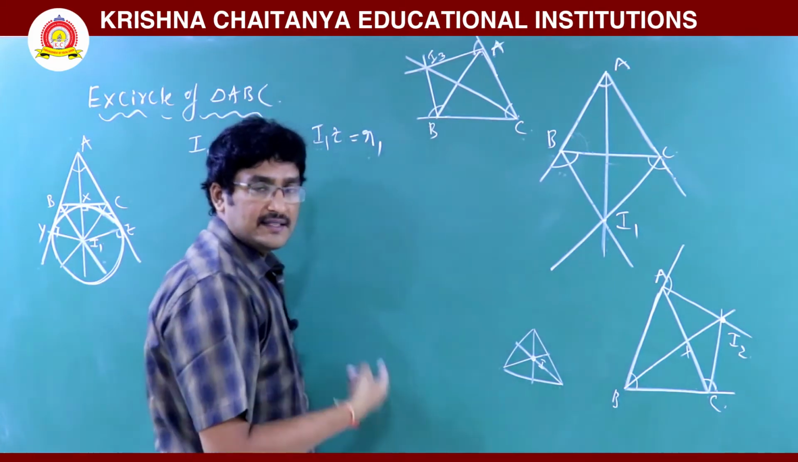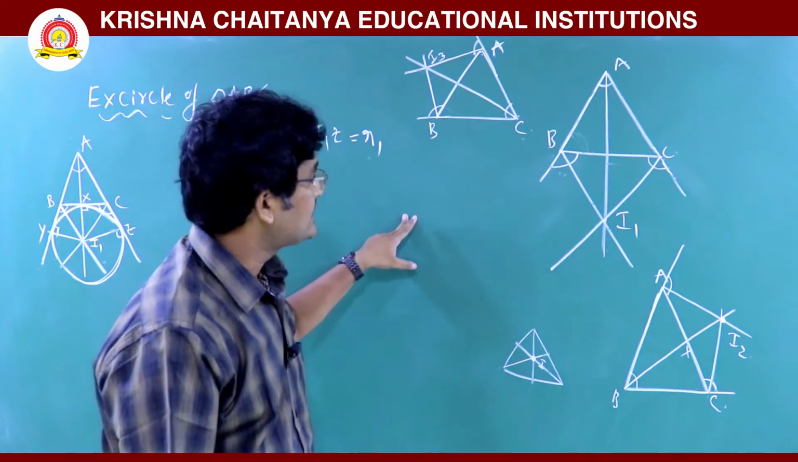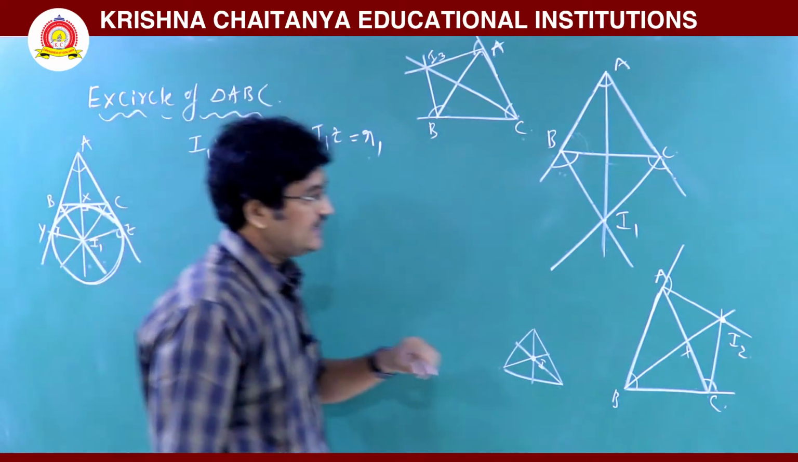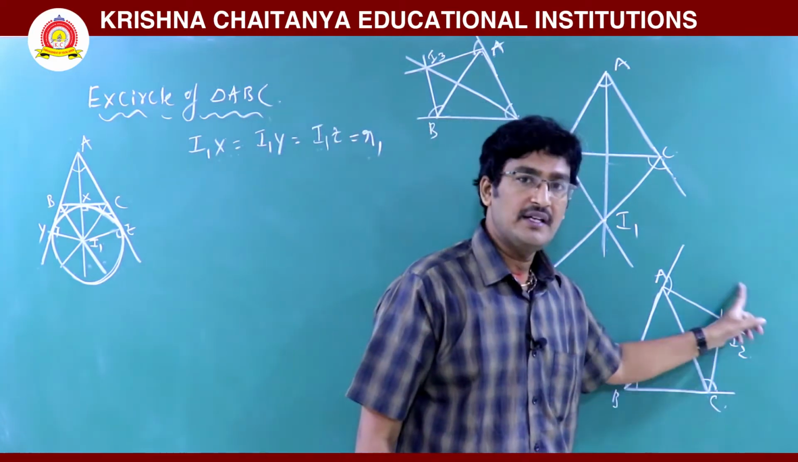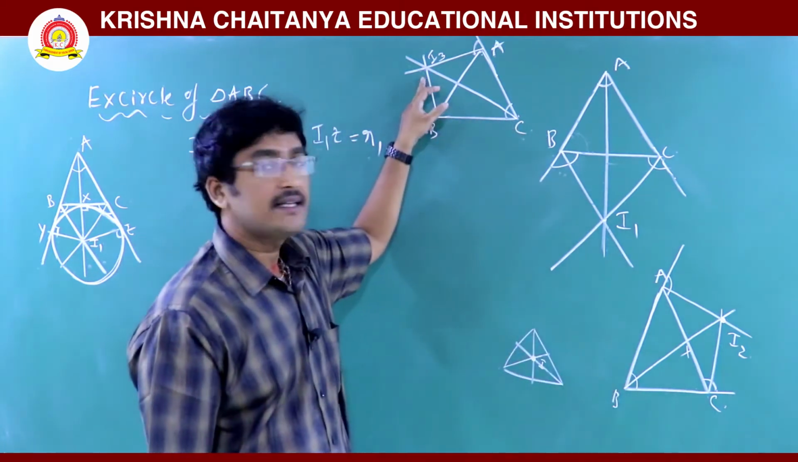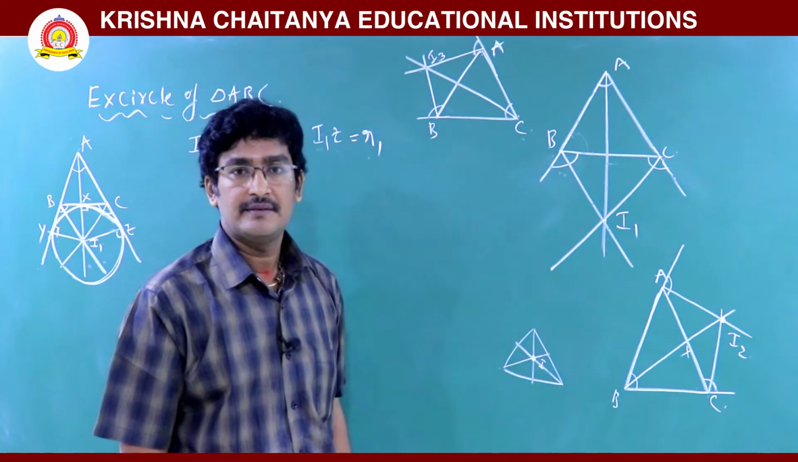So how many excircles does triangle ABC have? Three excircles are there. The first excircle is this one, opposite to vertex A. The second circle is here, located there. This is the excircle opposite to B. This is the excircle opposite to C. So triangle ABC contains three excircles.